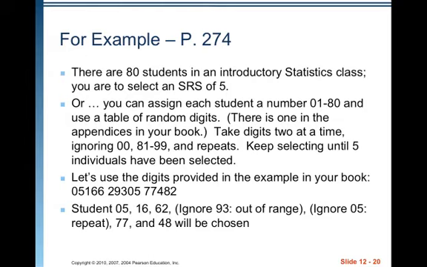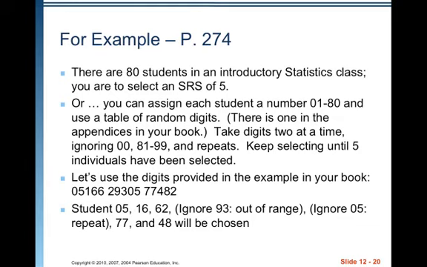So let's use the digits provided in the example in your book. Okay, so we've got these digits that are kind of clumped into groups of 5, but we're going to take them 2 at a time. So the first 2 digits are 0, 5. That represents a student, so that student is part of our sample. The next 2 digits are 1, 6. 16 is part of our sample, so student number 16 is in. The next 2 digits are 6, and then we hop over to 2. 62 is in our range, and it hasn't come up yet, so that person is included.